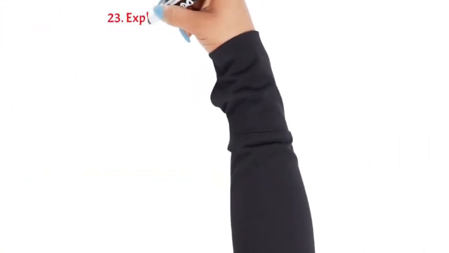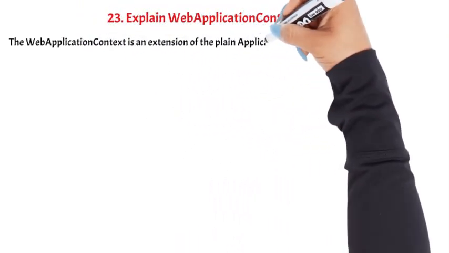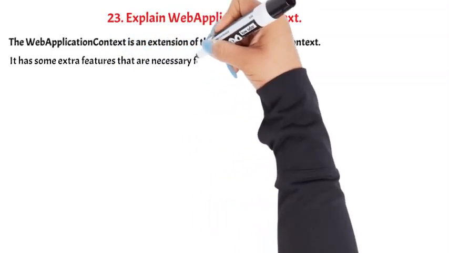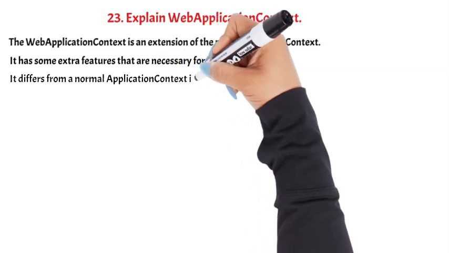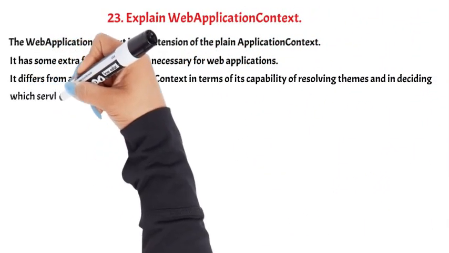23. Explain WebApplicationContext. The WebApplicationContext is an extension of the plain application context. It has some extra features that are necessary for web applications. It differs from a normal application context in terms of its capability of resolving themes and in deciding which servlet it is associated with.